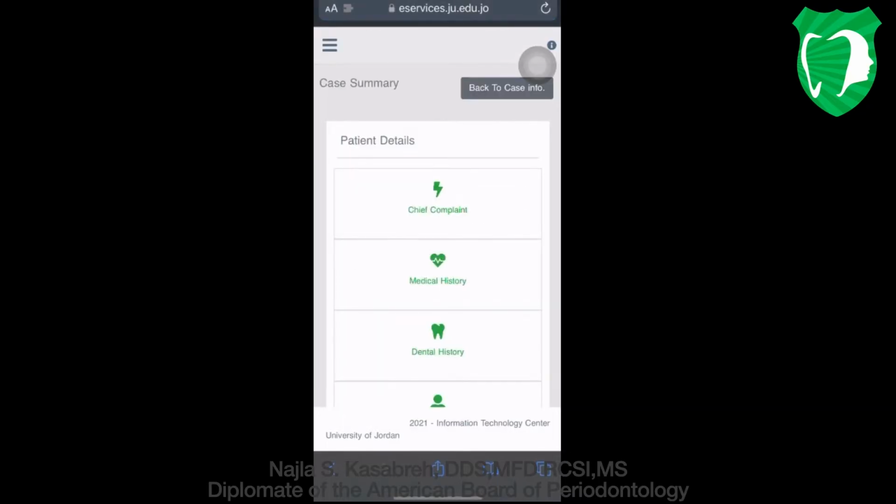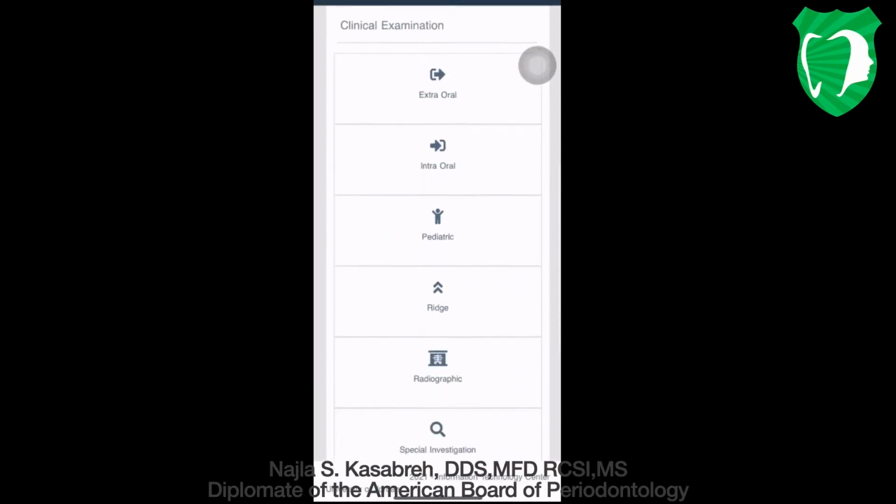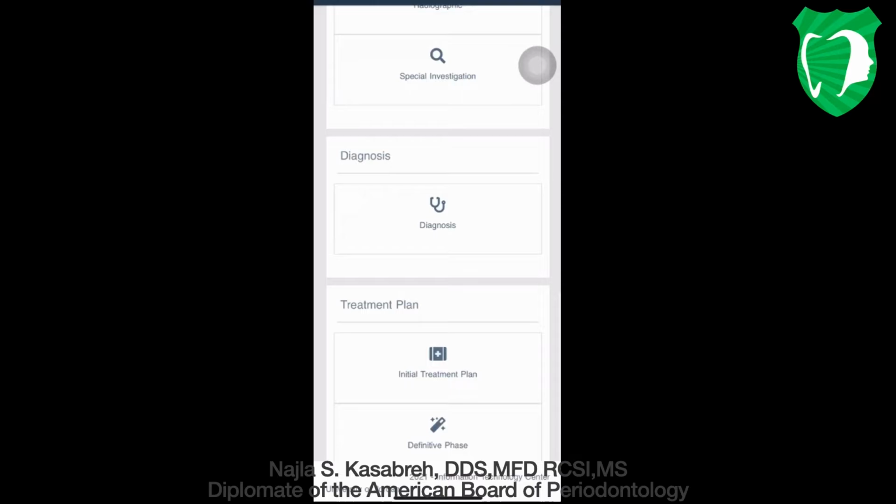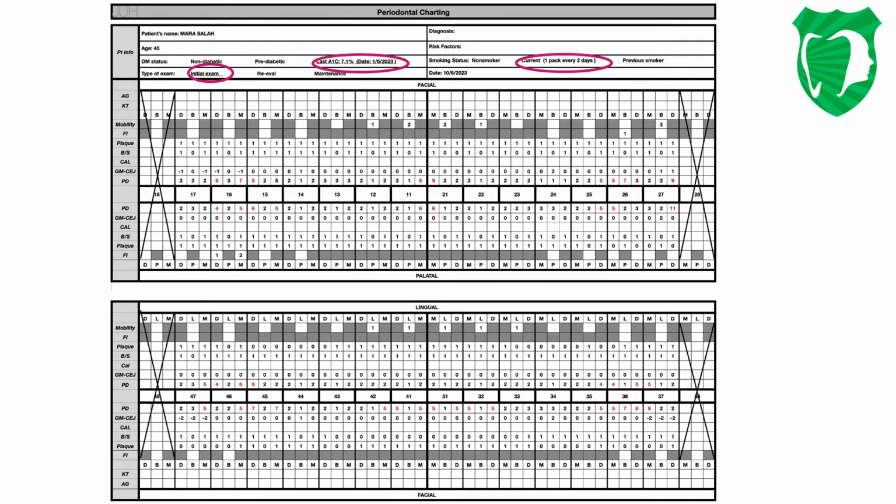Once you are done reporting your patient's chief complaint, medical history, past dental history, extra and intraoral examination, oral mucosa inspection, and teeth charting, you may start filling the periodontal chart. A complete periodontal chart provides a concise record of the current dental status and the existing periodontium.